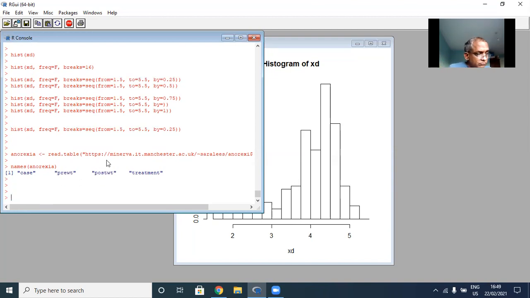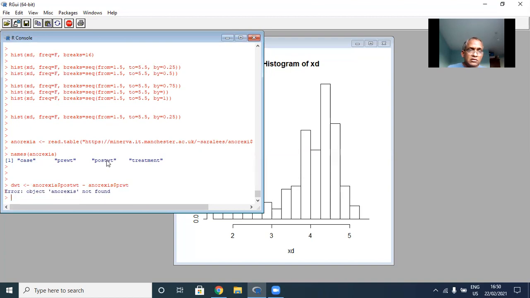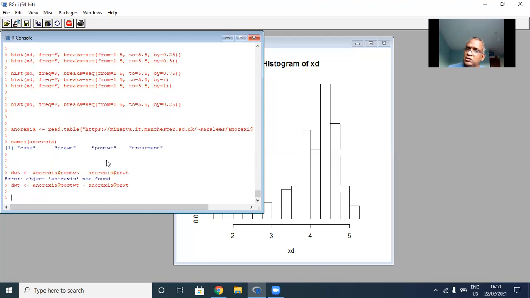So I'm gonna create a variable called DWT, which is, bear with me guys, I may run out of time. Okay, just only by a few minutes, not long. So I'm gonna take the difference between the weights before the treatment and after the treatment. Sorry, I spelled it wrong. Okay, you see what I have done. This is the difference between the weights.